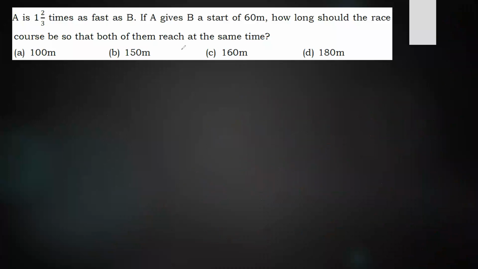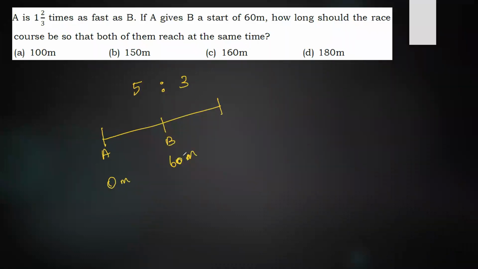So A runs 60, B runs 60 meter. At the same time A should run 150 meter, right? So B is 90, A should be 150. See the ratio 5:3, right? Exactly matches.